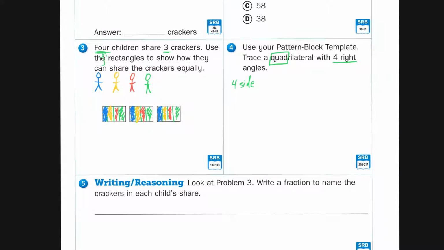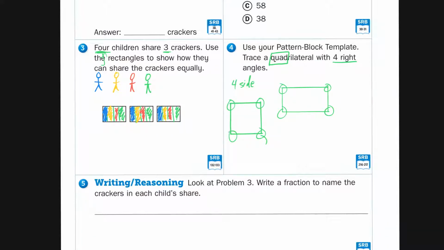So I've got my pattern block here, and I'm going to trace. I can trace my square. And I'm going to give you another example, my rectangle as well. Both of these have 1, 2, 3, 4 right angles.